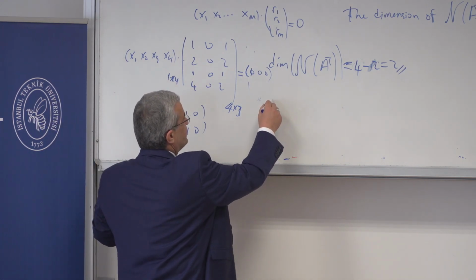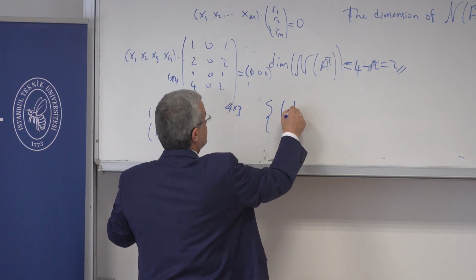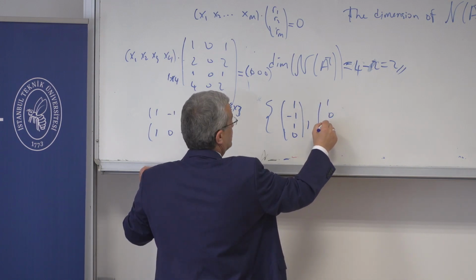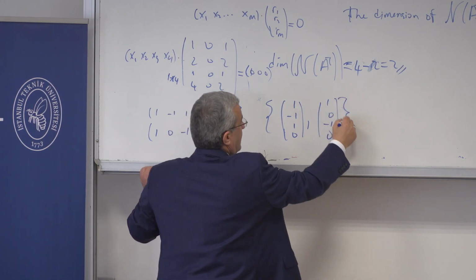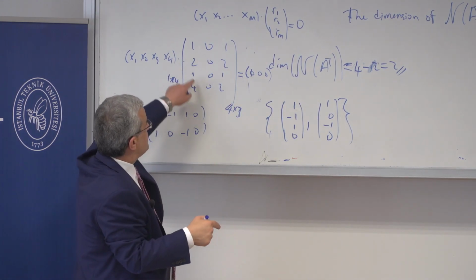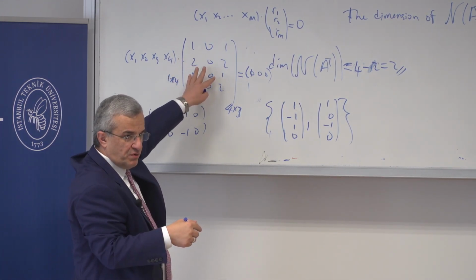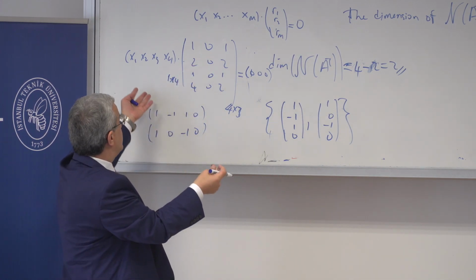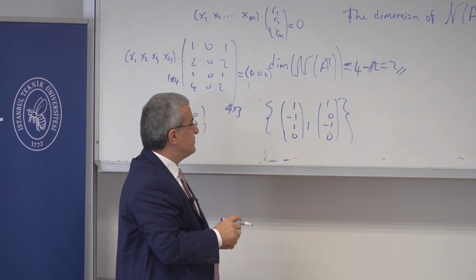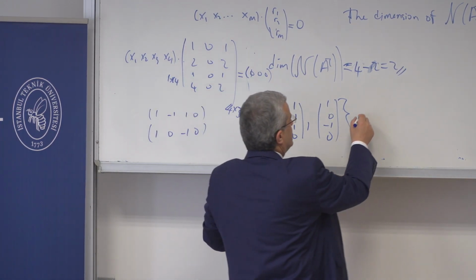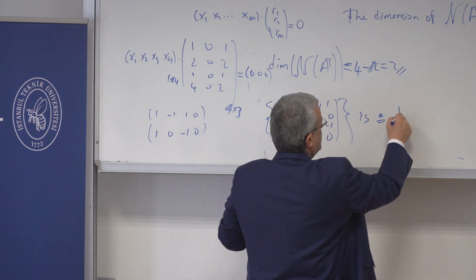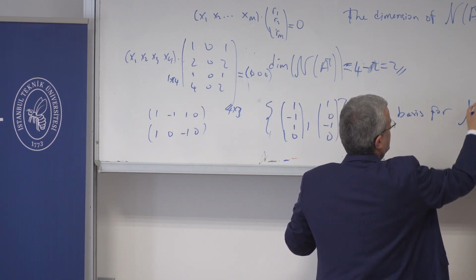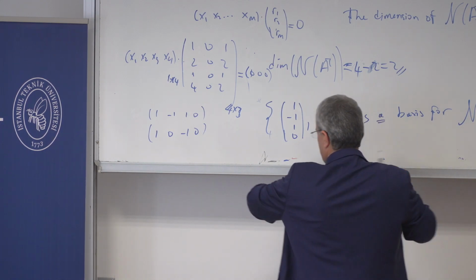So therefore, a basis is 1, minus 1, 1, 0, and 1, 0, minus 1, 0. Are these a part of this matrix? Do you see them here? No, right? They are not explicitly a part of the matrix. So they are obtained by solving that, okay? So this is a basis for the null space of A transpose.